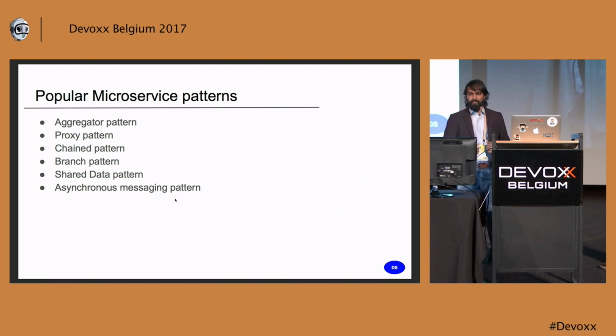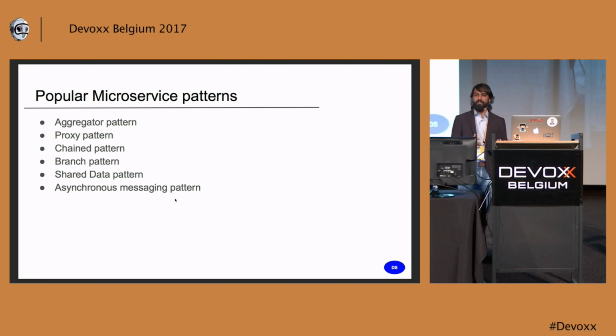So before we start, probably some of you would already know this, but for others, let's take a quick look at the popular microservice patterns that are commonly used. There is a pattern called aggregator pattern, and there is a variation of it which is called proxy pattern.